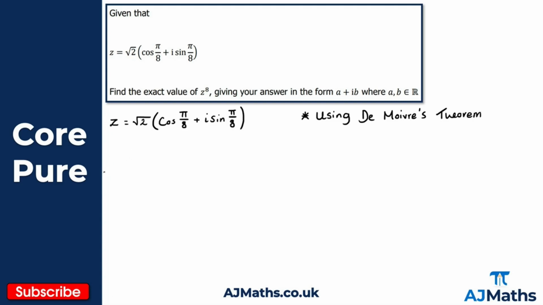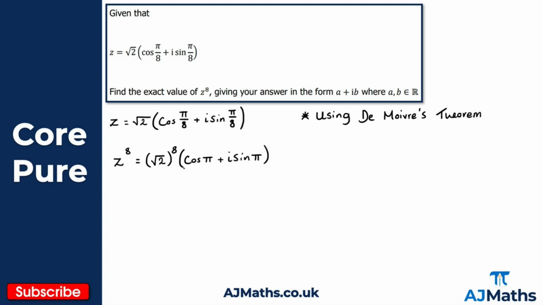In this case, we get z to the power of 8. This would be the square root of 2 raised to the power of 8, because that's our power. And then we times this by cosine of pi over 8. Remember, we times the argument by this power, so it's pi over 8 times 8, which would simply be pi. So we get cosine of pi. And then we do the same with i sine pi over 8. We times the argument again by 8, and we simply get i sine pi as well.